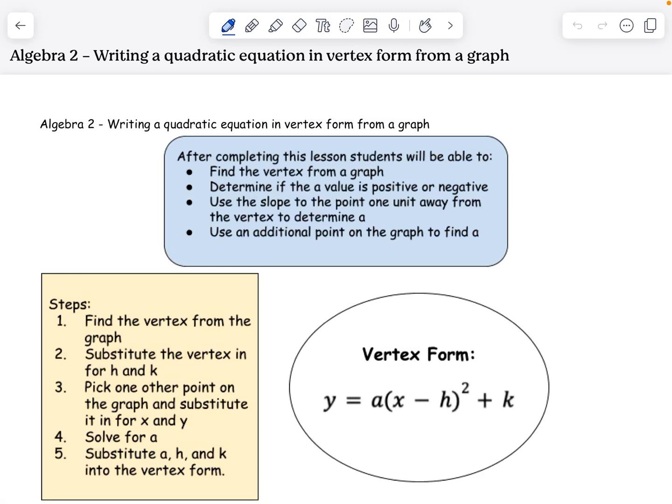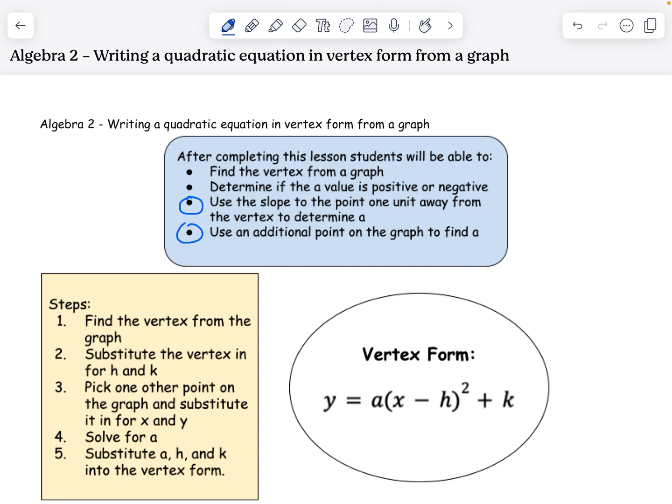Okay, so guys, we've already graphed vertex form, and that's going one way. Like, we get the equation, we're going to graph it. Today, we're going to find the vertex from a graph, determine if the a value is positive or negative, use the slope of the point 1 unit away from the vertex to determine your a, and then use an additional point on the graph to find a. So you can either do this or this, right?